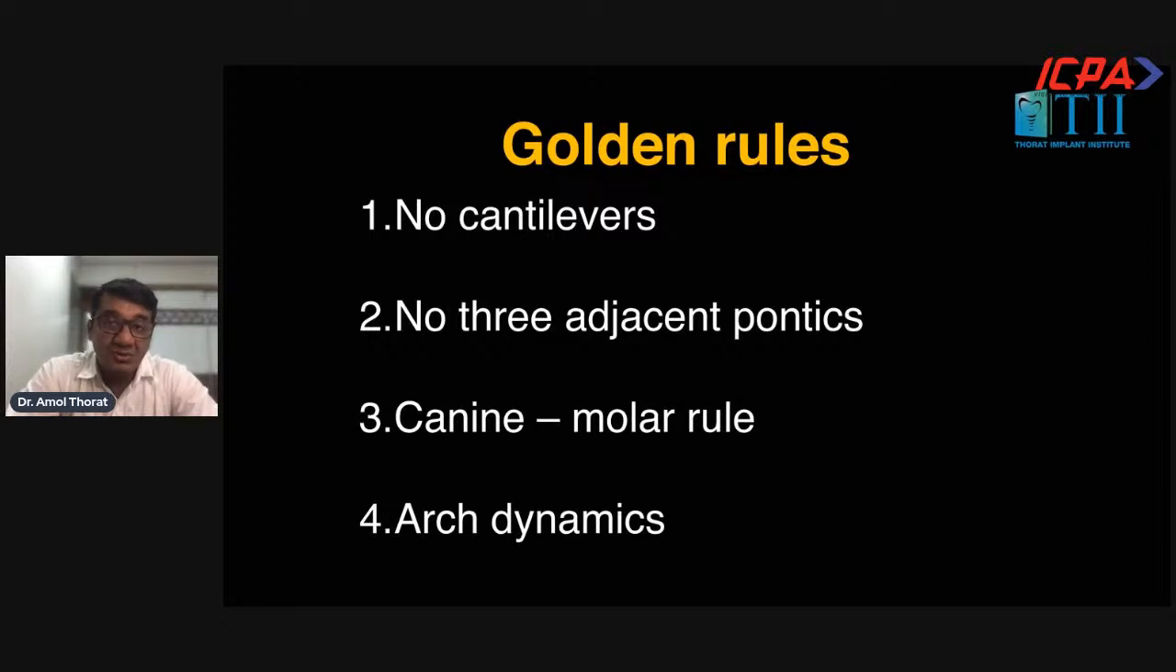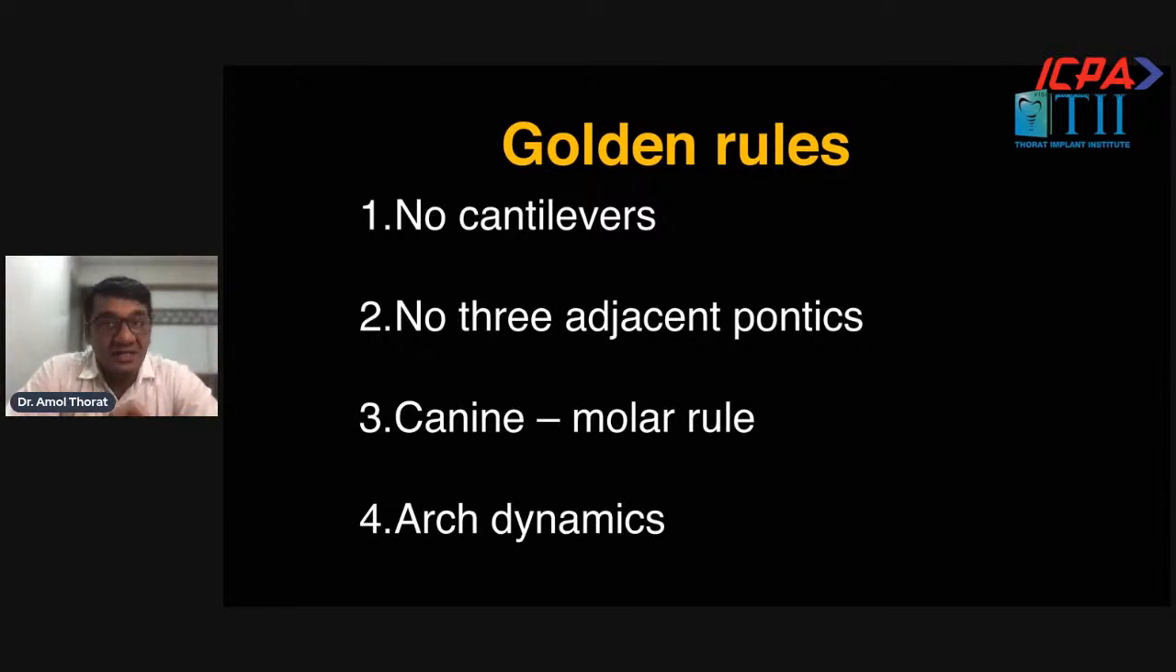The canine molar rule: whenever the maxillary canine is missing, whenever the maxillary first molar is missing, you always have to place an implant in that region. There is no option. And arch dynamics: Edmund Bedrosian has classified the maxillary edentulous arch into five segments. The four central incisors form one segment.